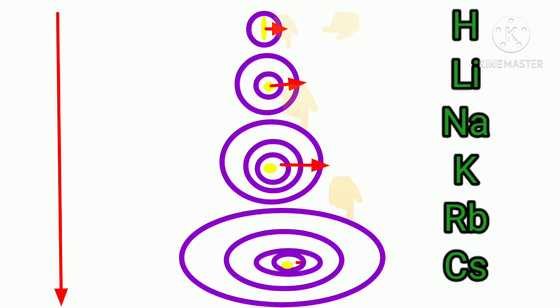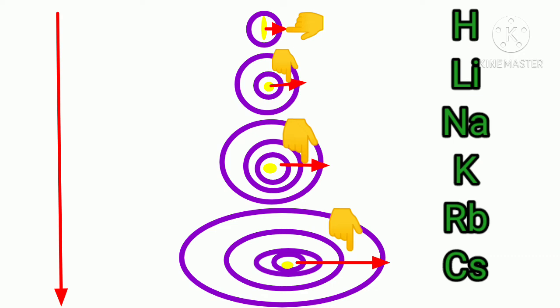The hand indicates top to bottom. What is the distance? Center of the nucleus to the outermost electrons. At the top, the hydrogen atom has the smallest distance between the center of the nucleus and the outermost electron. Then followed by lithium, then sodium, then potassium and rubidium, then cesium. So slowly the distance between the center of the nucleus and the outermost electrons increases. That is, atomic radius increases group wise, top to bottom.